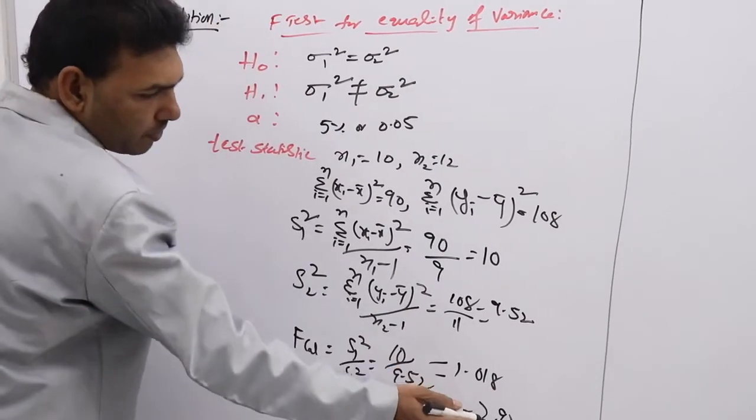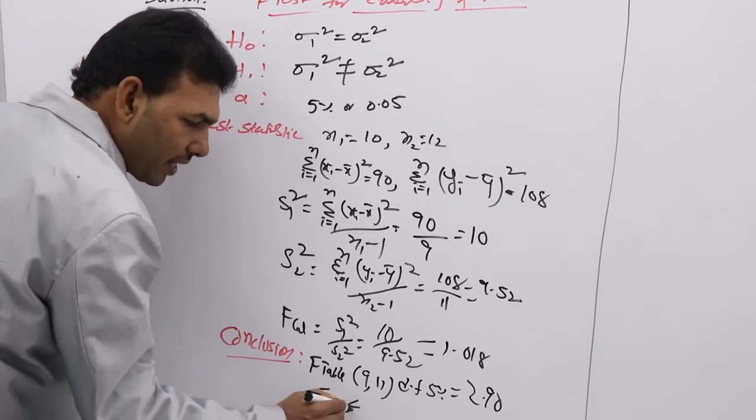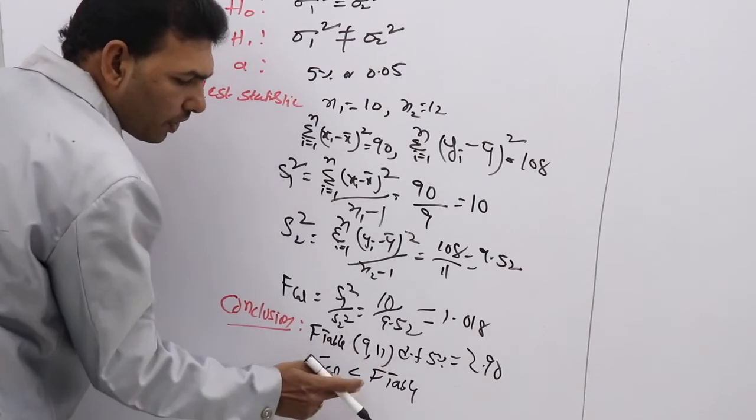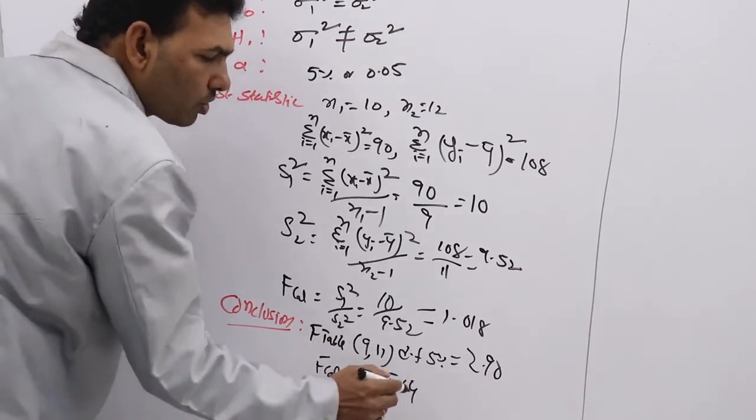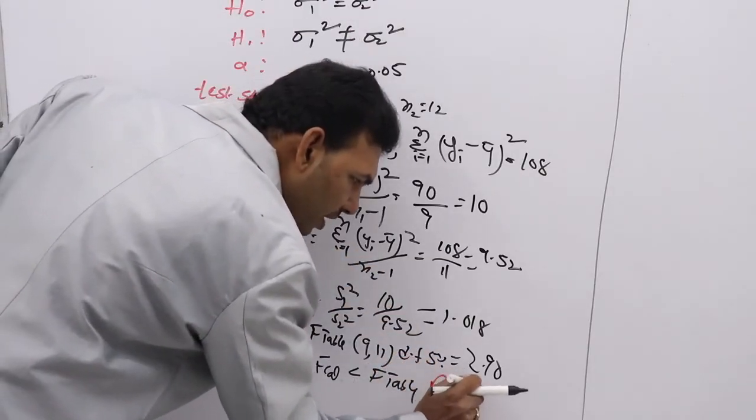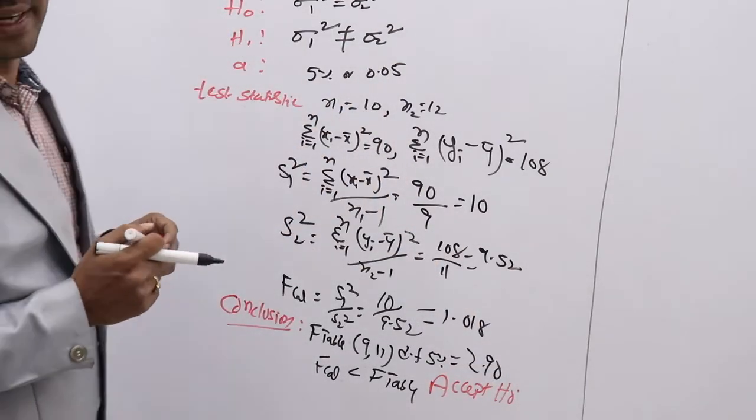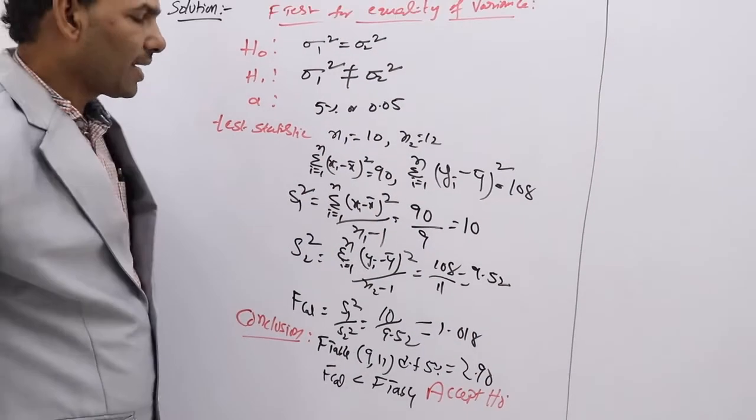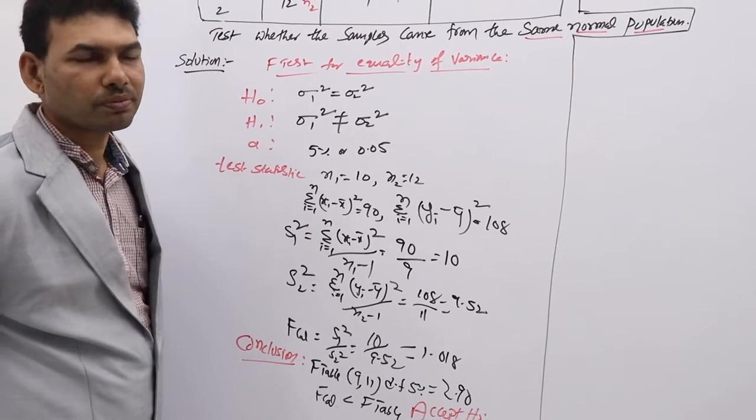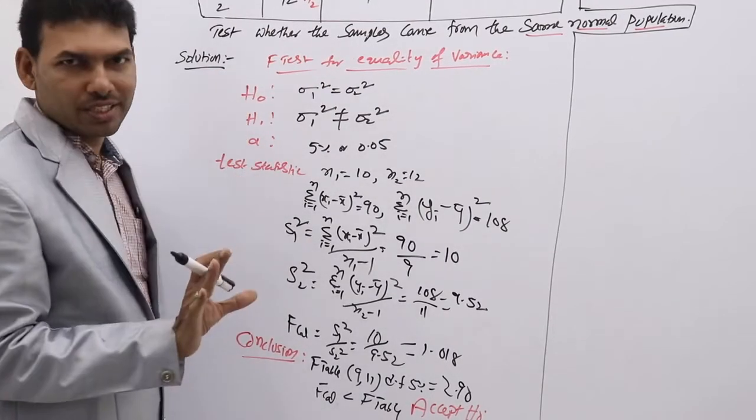Now compare these two. It is clear that F calculated is less than F table. So what is the conclusion? The answer is accept H0. H0 is accepted because F calculated is less than the F table value. This is the F test. So what we can decide now is that the two samples have the same variance.